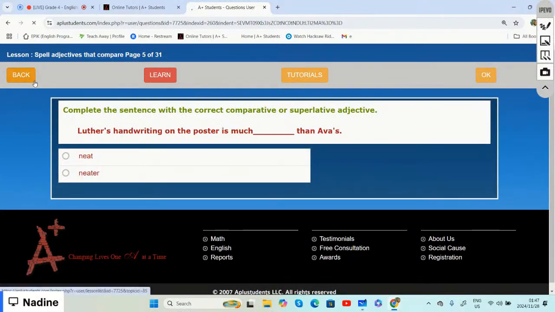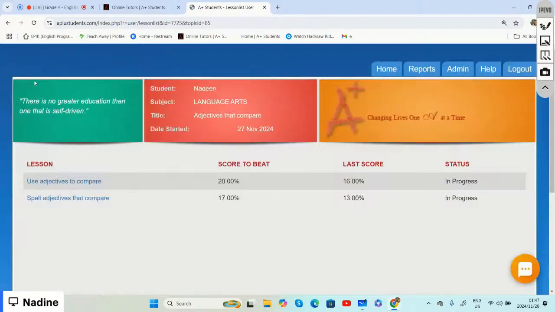Well done, everybody. So this is now the end of our lesson on adjectives that compare. We have comparative adjectives and we have superlative adjectives. Adjectives that compare basically compare people, places, and things. If we use comparative adjectives, then we compare two people, two places, or two things, and it ends in er. If we're comparing more than two people, places, or things, then that is our superlative adjective, and it ends in est.